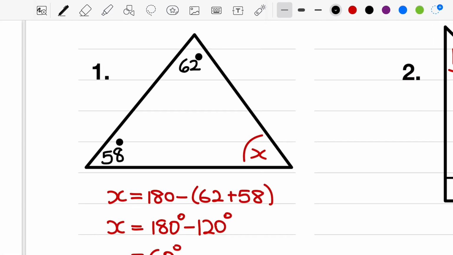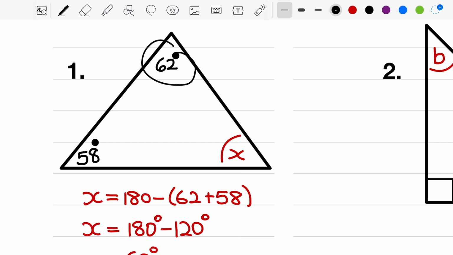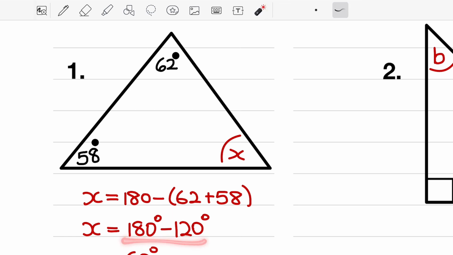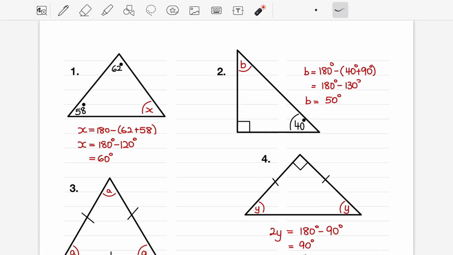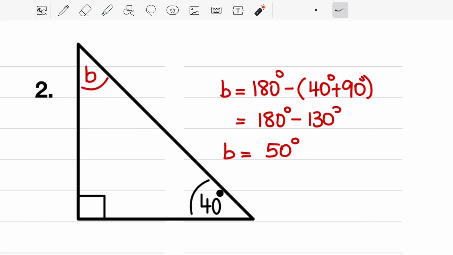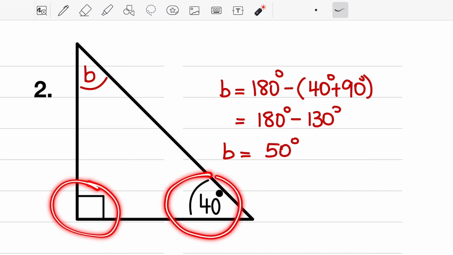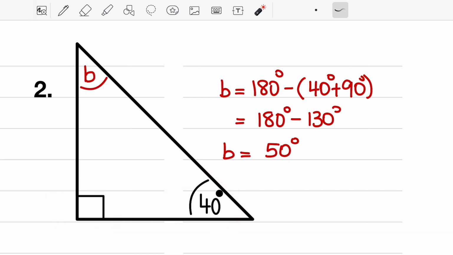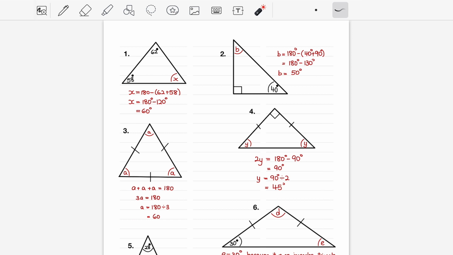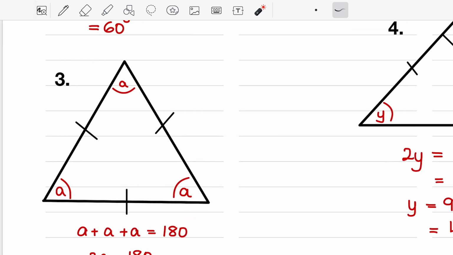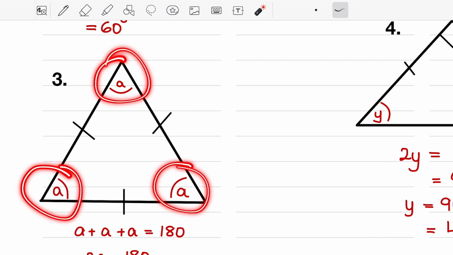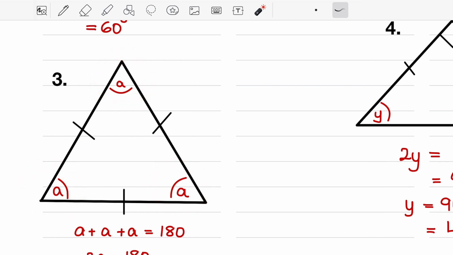Let's take a look at number 1. So if we add these two angles together, we will get 120. And if we take that away from 180, we will get 60 degrees. Number 2, 90 plus 40 is 130. 130 from 180 is 50. Number 3, all of the angles are equal, so they are all equal to 60 degrees. In an equilateral triangle, all of the angles are 60 degrees.